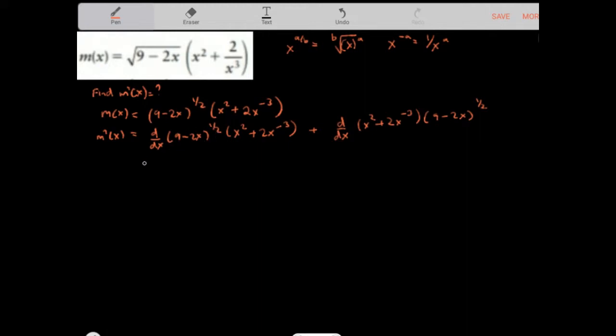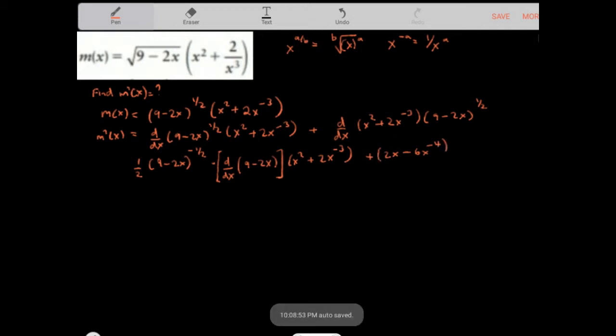We're going to utilize the chain rule here, so we get 1/2 times 9 minus 2x to the power negative 1/2. It's really important to work through this slowly, because it's really easy to make a mistake here. Then I'm going to take the derivative of the inside, so I'm just going to separate this: 9 minus 2x, and we multiply this portion by x squared plus 2x to the power negative 3, plus the derivative of this portion here. So you have x squared plus 2x to the power negative 3, giving 2x minus 6x to the power negative 4, and then you need to multiply this by 9 minus 2x to the power 1/2.